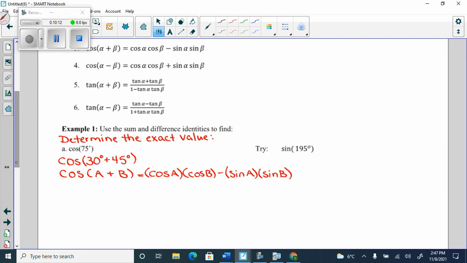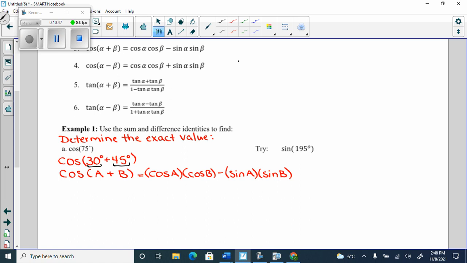What matches up with A in this case? 30. And what matches up with B? 45. Could I do them out of order? It's 45 plus 30, still 75. Yes. Addition formula, it doesn't matter. Subtraction does. Because if you went, say you needed 15 and you did 30 minus 45, you'd have negative 15, which is not what you wanted to find, right? So subtraction, the order matters. Addition, you can put them out of order. It doesn't matter. I do know now, though, that my A matches with 30 and my B matches with 45.